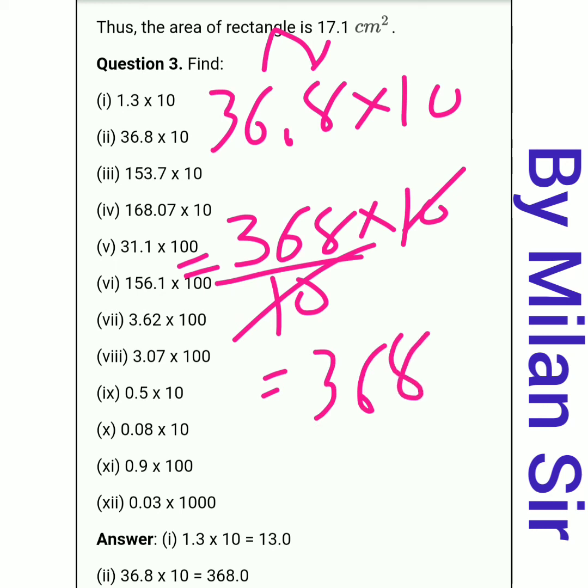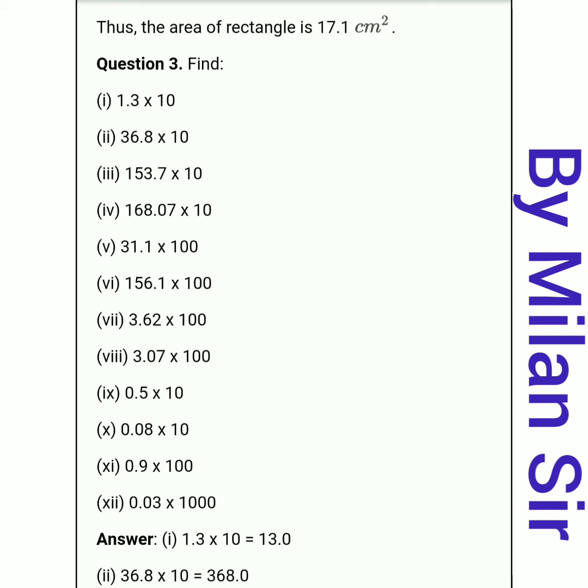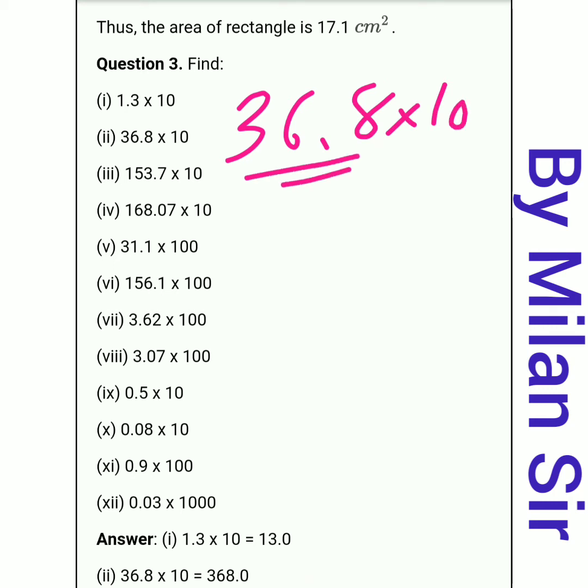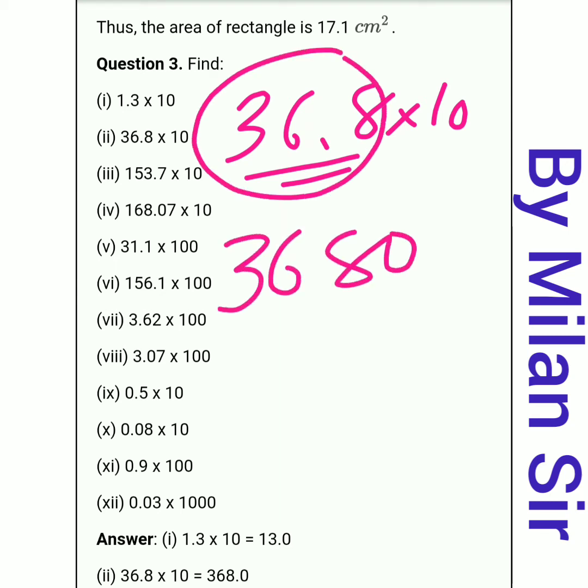But even directly we can find the answer. So 36.8 multiply 10. Now ignore the decimal point and do the multiplication with 10, so it is 3680, right? Now here before one digit we have the decimal point, so the same thing we need to do in the answer. So before one digit we need to put the decimal point, so 368.0, it is 368 only.